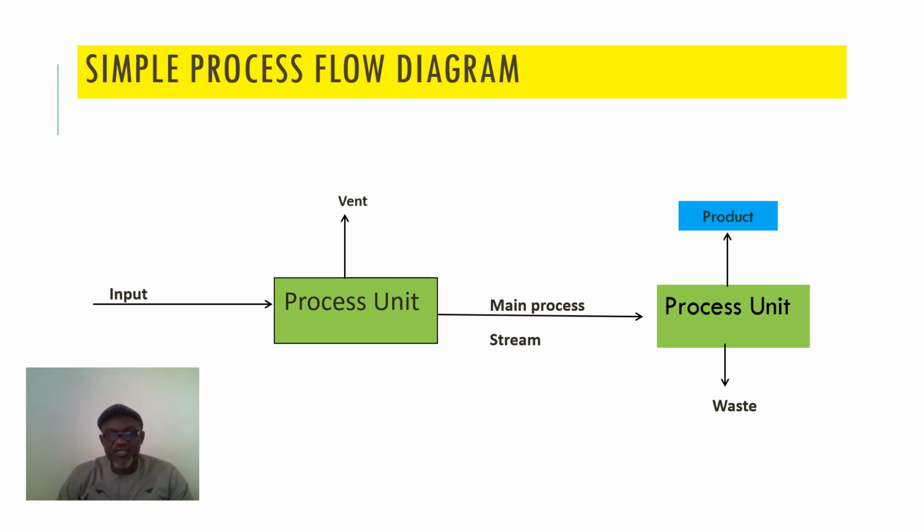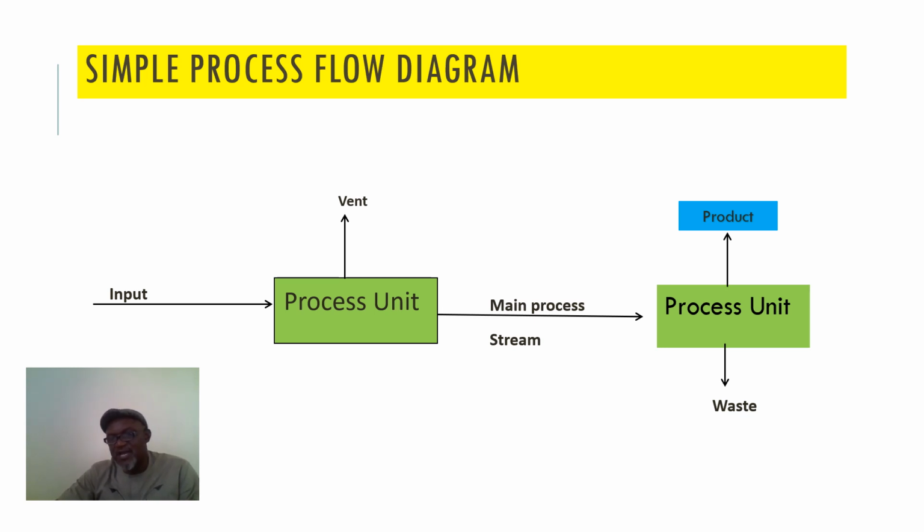Now this is a simple process flow diagram. Look at the inputs coming into this process unit. The vent here can be for water vapor, it can be for carbon dioxide, it can be for any other gas that is given out. Now, after this first process unit, the main process stream moves again to another process unit. We have just used only 2 process units here. In most industries, you can find more than 5, 6 process units connected. Now, this is the product and this is the waste.